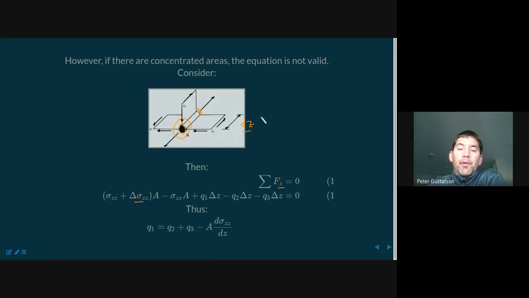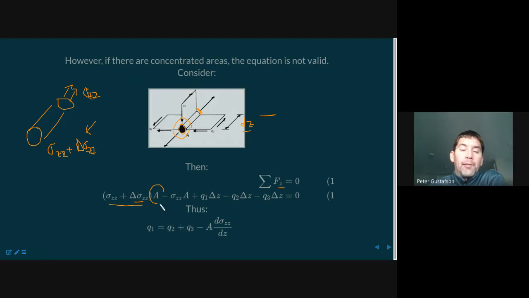So if I say here on the backside, let me just draw just this cross-sectional area. So this is the two ends. On this side over here, we've got sigma ZZ. As we move in the positive Z direction, we have sigma ZZ plus delta sigma ZZ. So on the front face, in the positive direction, the stress magnitude is sigma ZZ plus delta sigma ZZ.